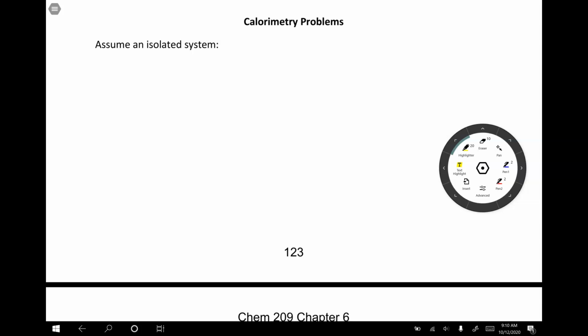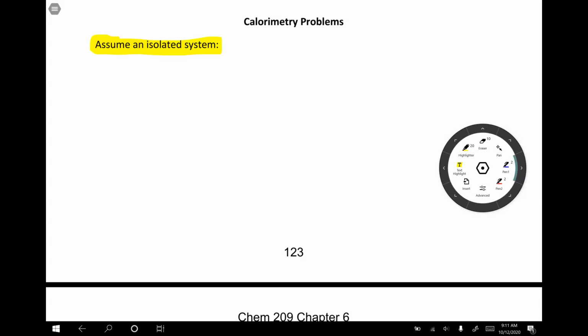So remember that the big assumption that we make when we're doing calorimetry is we assume that our calorimeter is an isolated system. So the big assumption that we make whenever we're doing these measurements and whenever we're solving these types of calorimetry problems is that we assume that the calorimeter is an isolated system, which means that no heat is leaving your calorimeter or entering from the surroundings into your calorimeter.